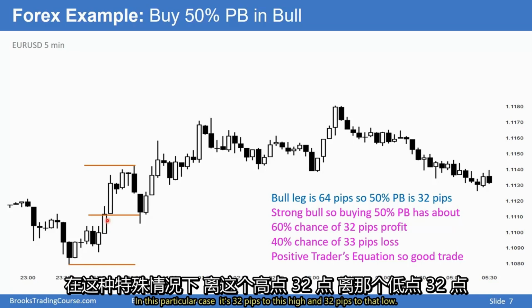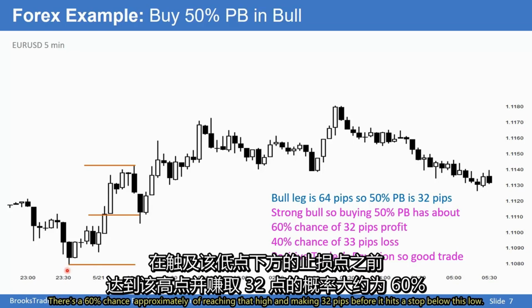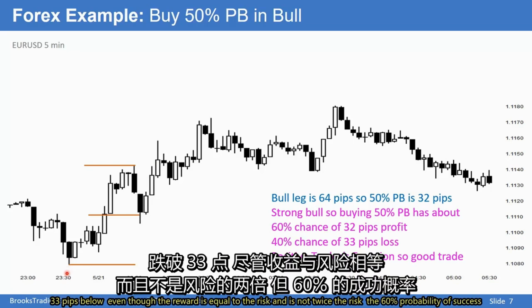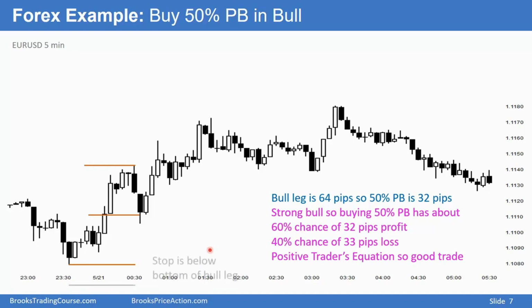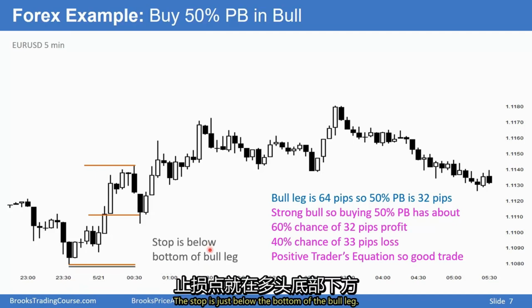In this particular case, it's 32 pips to this high and 32 pips to that low. The stop is 1 pip below. There's a 60% chance, approximately, of reaching that high and making 32 pips before it hits a stop below this low, 33 pips below. Even though the reward is equal to the risk and is not twice the risk, the 60% probability of success makes the trader's equation positive, and therefore, mathematically, it's a good trade. The stop is just below the bottom of the bull leg.